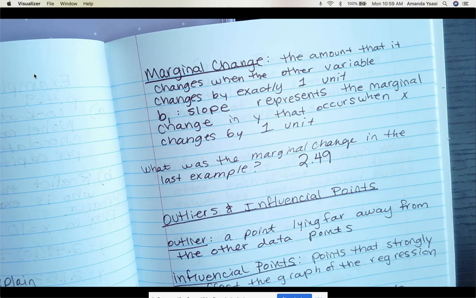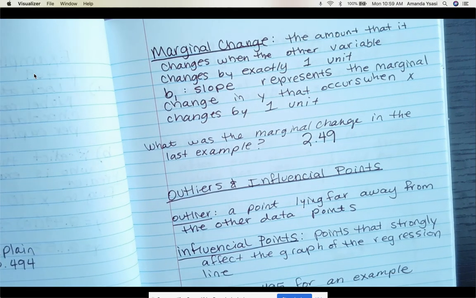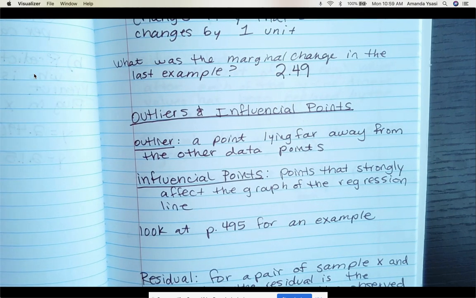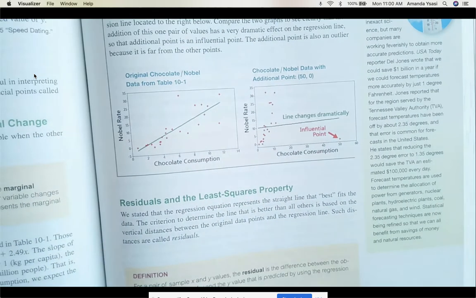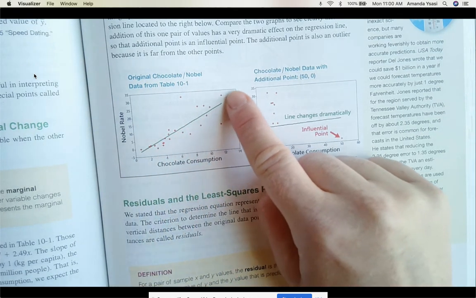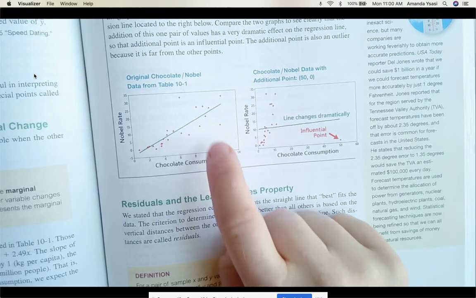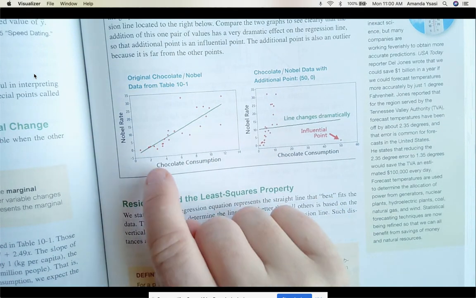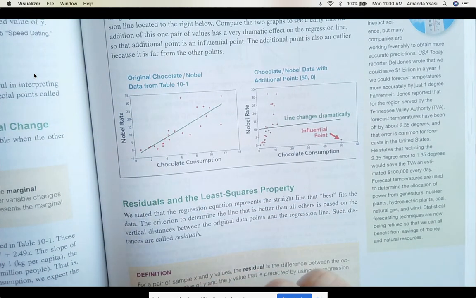All right. And outliers and influential points. An outlier lies far away from the other data points. Influential points are points that strongly affect the graph of the regression line. And we'll look at this page. So this is our original data, and it followed a straight line pattern. That's an outlier, but there are no influential points.